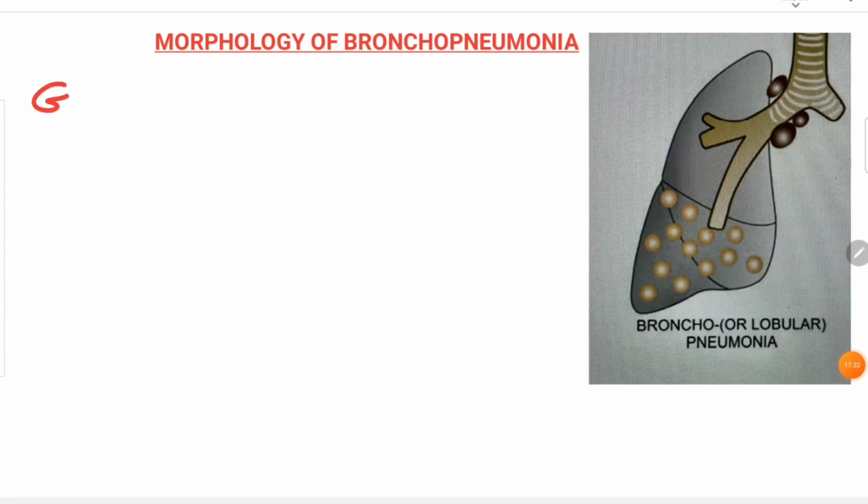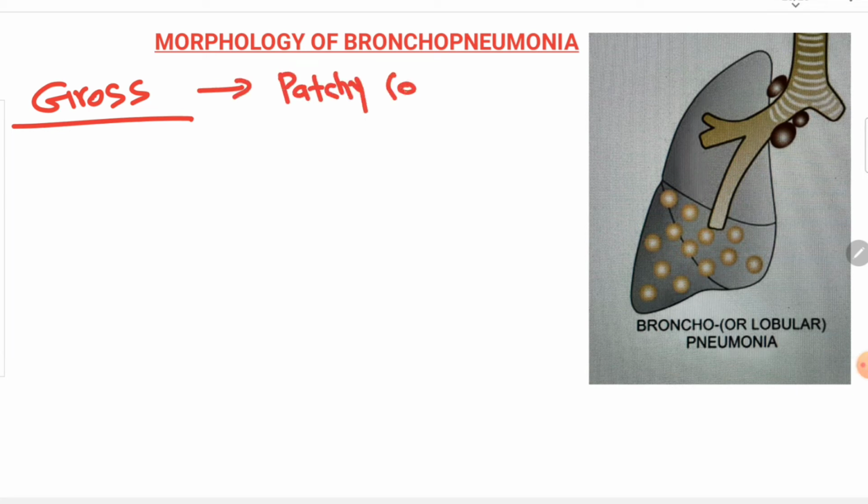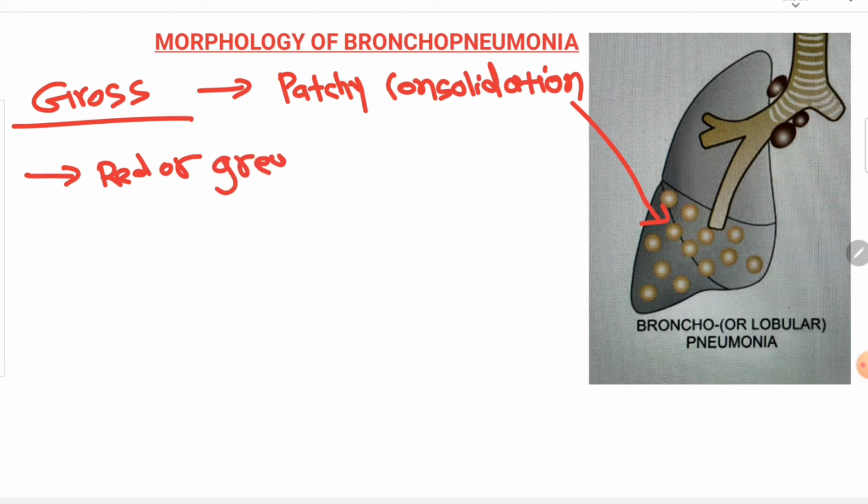Alright. Now let's discuss the morphology of bronchopneumonia, where you have patchy consolidation. So grossly, obviously, patchy consolidation is seen. I have taken all the images from the Robbins and Harsh Mohan pathology books. That's the image credit to those two books. Very good books for pathology.